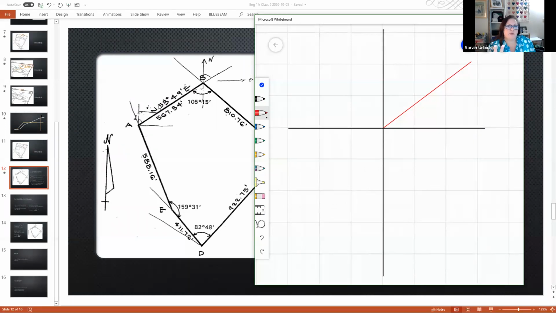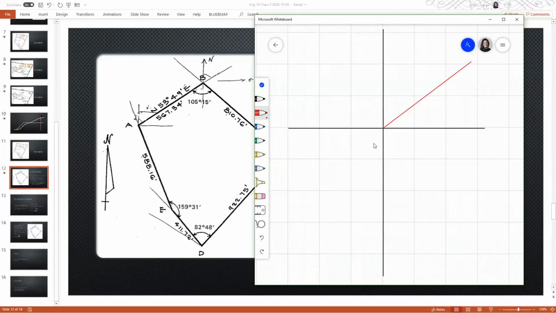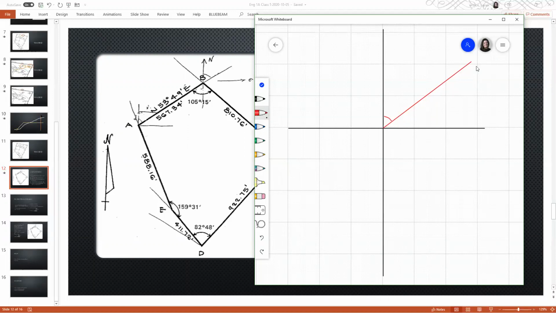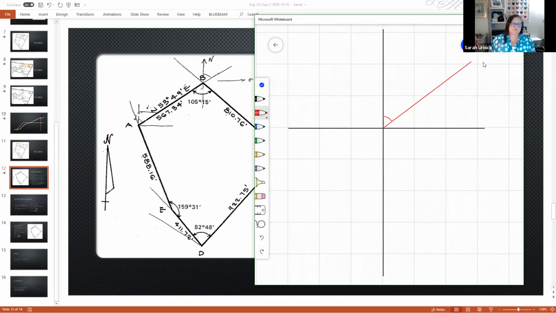We've got our two pieces of information, right? We know it's angle and direction. Angle and distance, yes. Distance, right, yes. Thank you. So we know this angle here, right? And we know the length of that line. So what does that do for us?